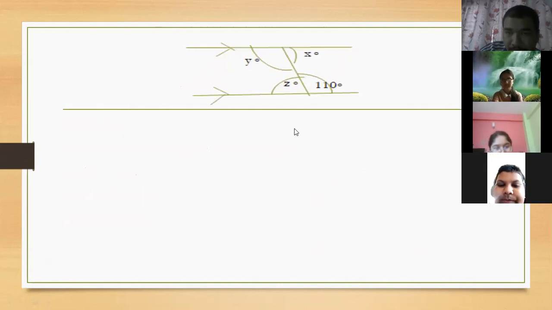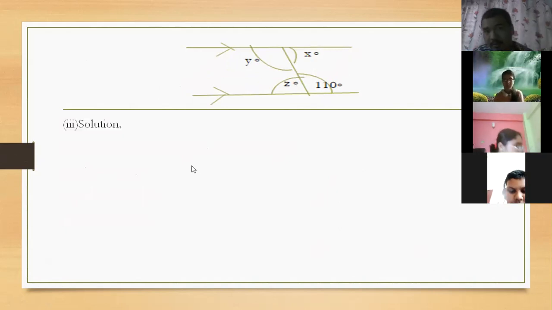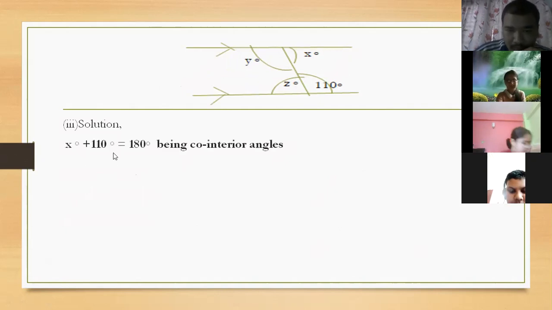Look here. What is the relation of x degree and 110 degree? They are co-interior angles, okay? That's why their sum will be 180 degree. Good. Then we get the value of x by subtracting 110 from 180. Therefore, x equals 70 degree.